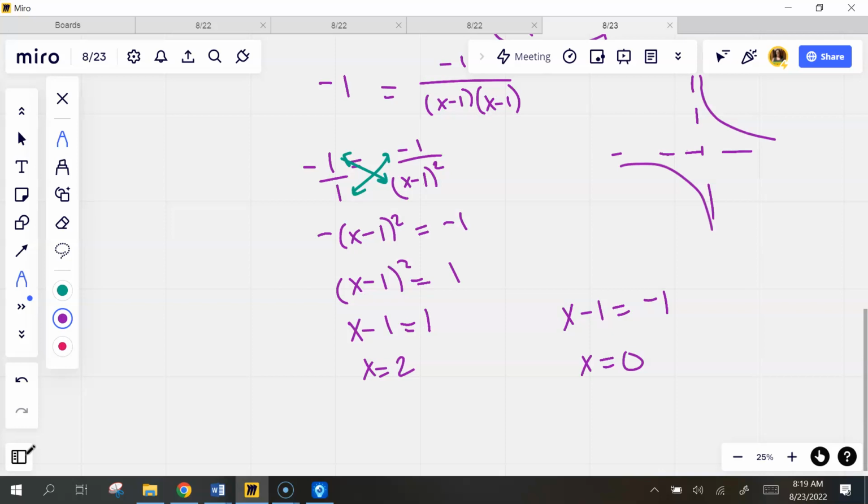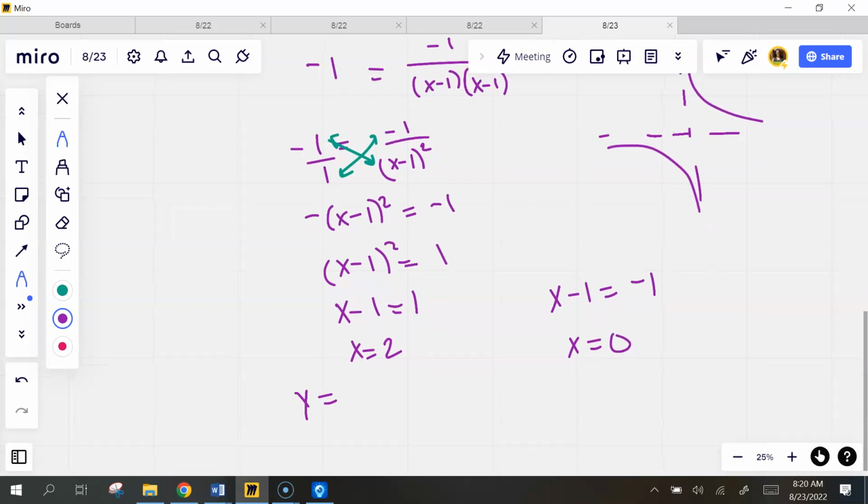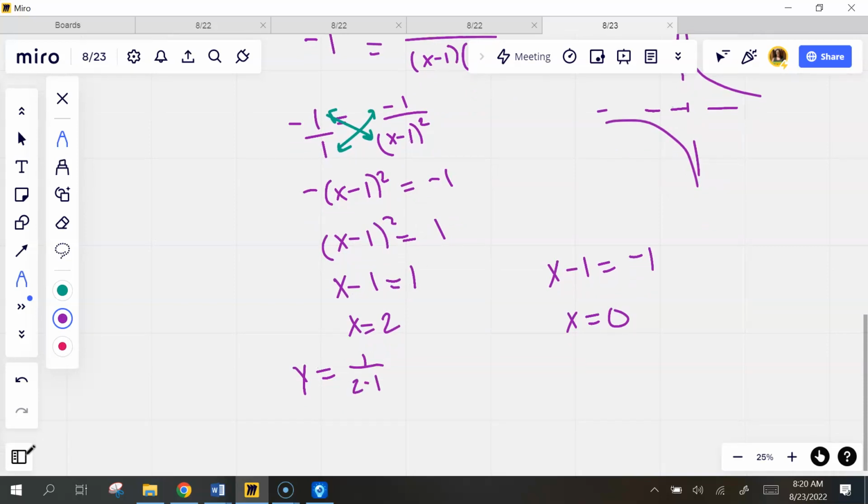Yes. But it doesn't ask me just for the x values. It says find an equation for each tangent to the curve. Well, I've got the x value and I've got the slope. I need a slope and a point to write an equation of a line. I've only got half a point for each slope. So how do I find the other half of the point? Plug it in for x. So if x is 2, that means y is 1 over 2 minus 1, which is 1. And if x is 0, that means y is 1 over 0 minus 1, which is negative 1.